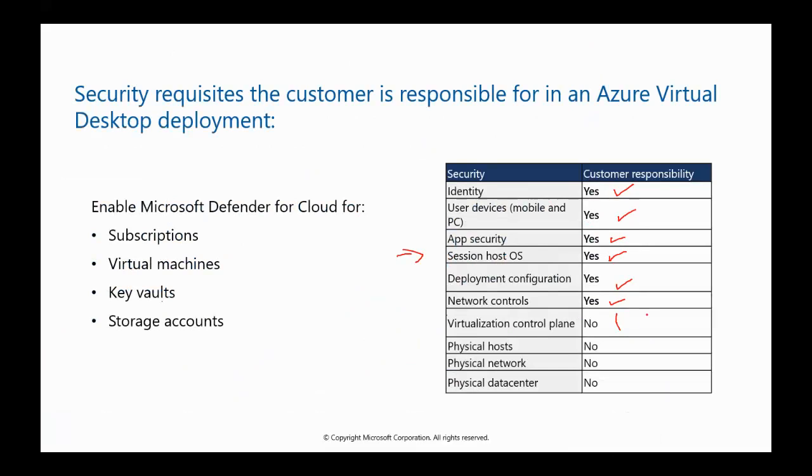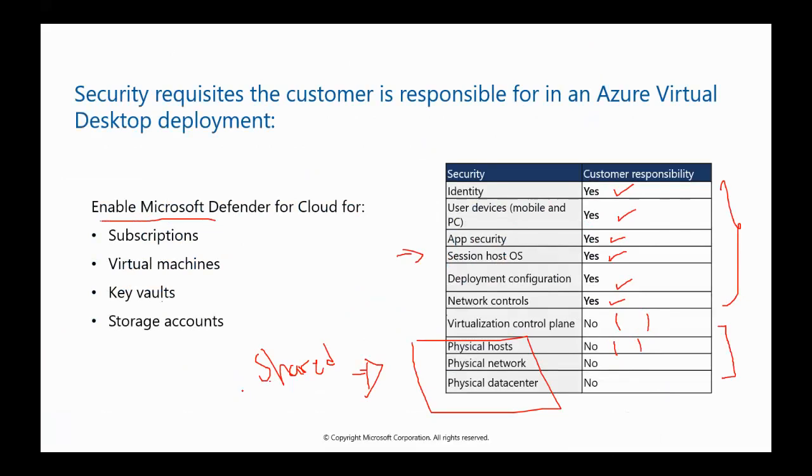It is not its responsibility to protect any of the physical hosts or the physical network or the data center, because this is a shared responsibility, and it is the role of Azure to protect that, and they are automatically being monitored by them. So the Microsoft Defender automatically can protect these, while it is not protecting these components, because it is a shared responsibility by Azure to protect these components.